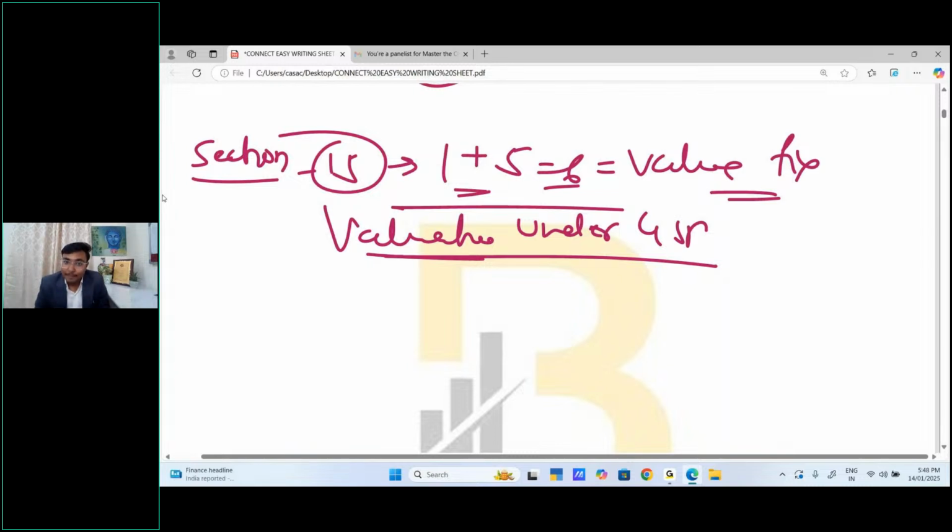This section says that the transaction value will be the taxable value if the buyer and supplier are not related parties and price is the sole consideration. Suppose I am visiting D-Mart and buying something. In that case, I and D-Mart are not related parties, and whatever amount I am paying is the sole consideration. So the transaction value will be the taxable value.